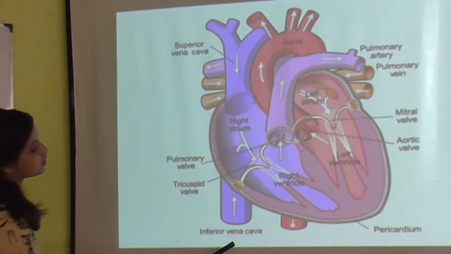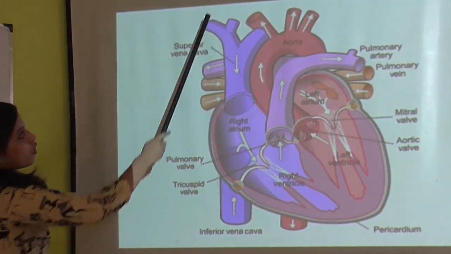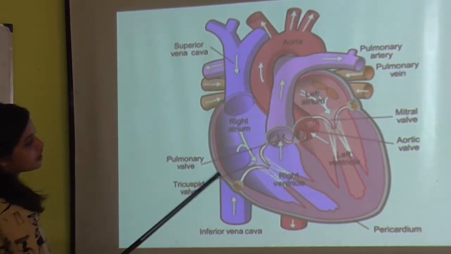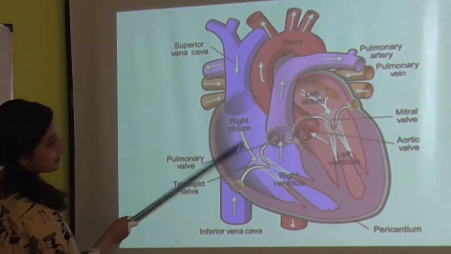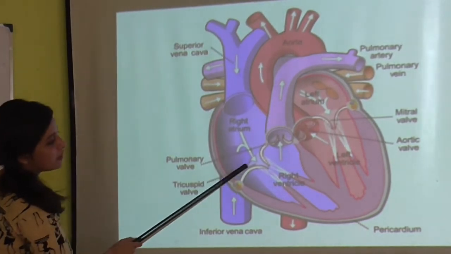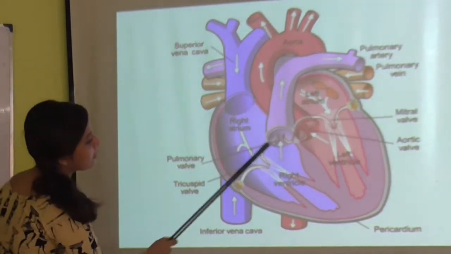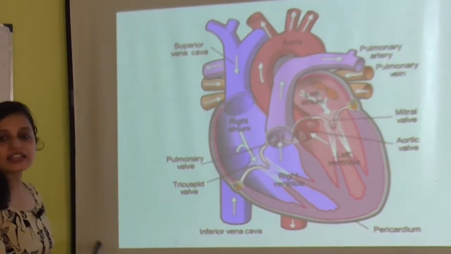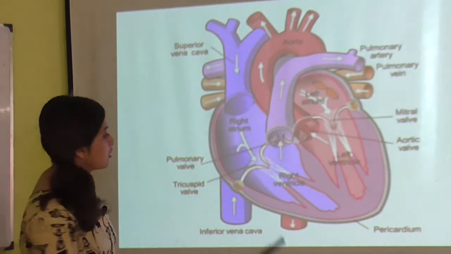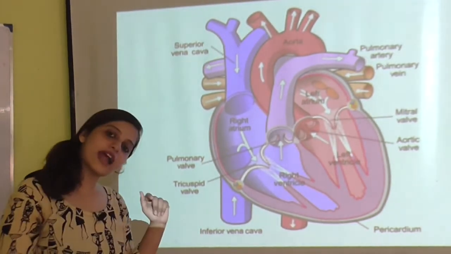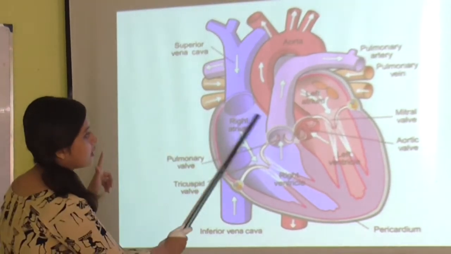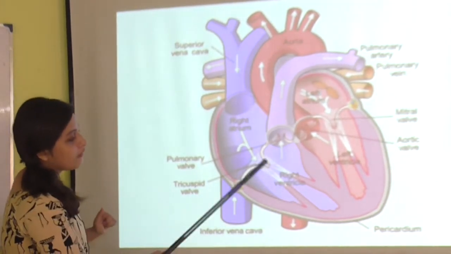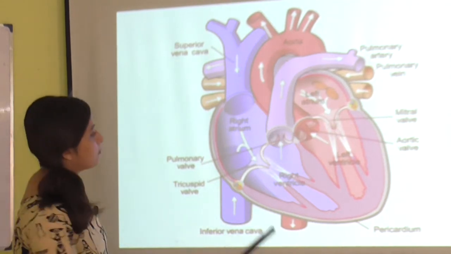After the blood comes from both your upper and lower parts of the body, it fills up the right atrium and pressures this valve to open it, and when it opens, the blood comes to the next chamber, that is the right ventricle. The right ventricle also carries deoxygenated blood, that is why it is colored in blue. Blue means deoxygenated blood.